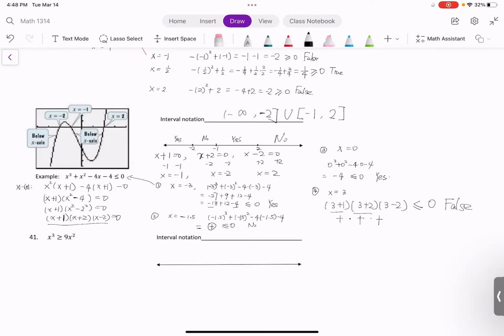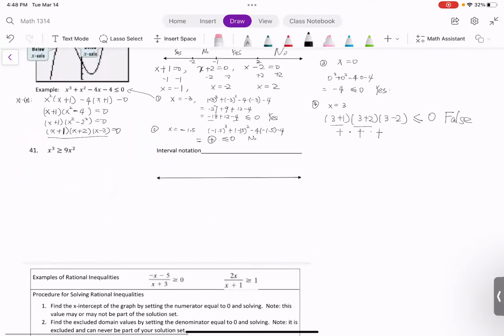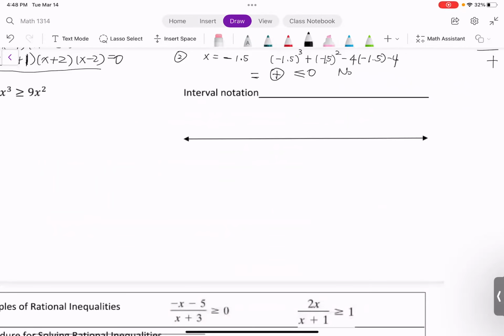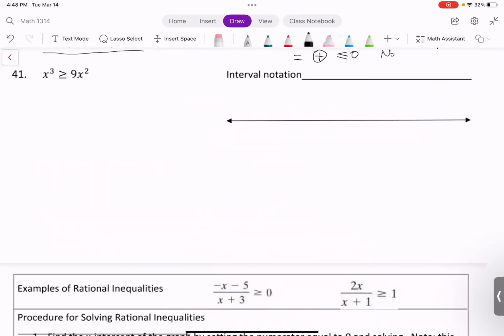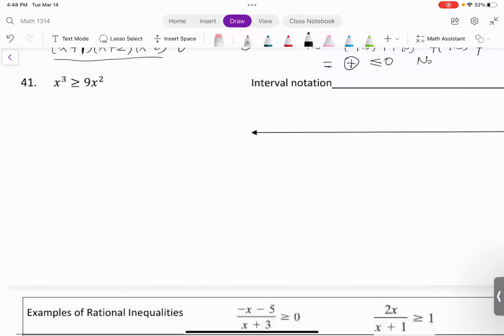All right. Let's see. Next question. Next question is also the inequality of a polynomial. Are all the terms on one side of the inequality sign? No. We need to make sure the right side is 0. We can subtract 9x squared from both sides. x cubed minus 9x squared is greater than or equal to 0. So let's factor the polynomial and find the x-intercepts.